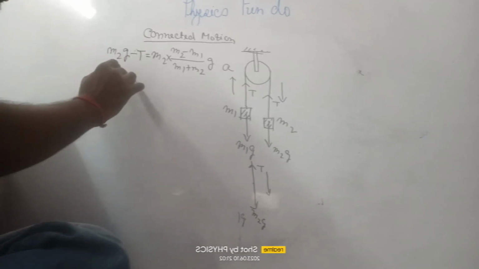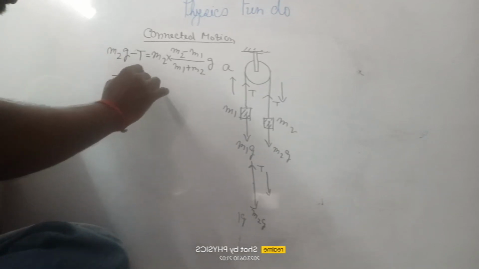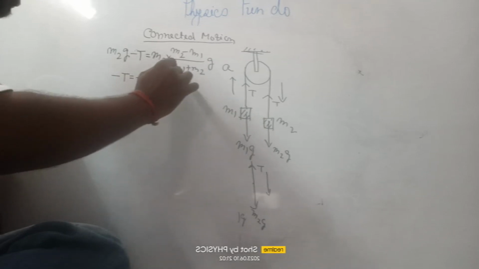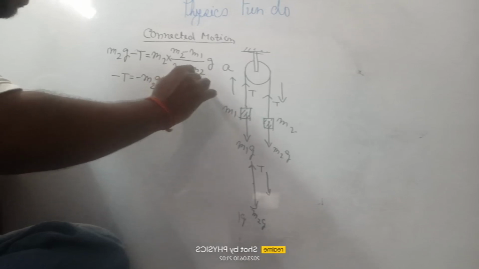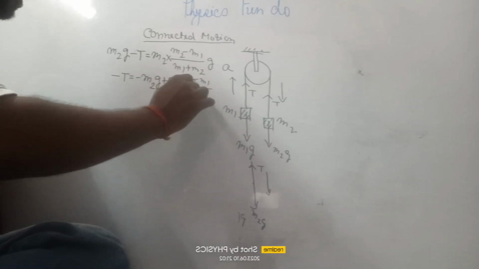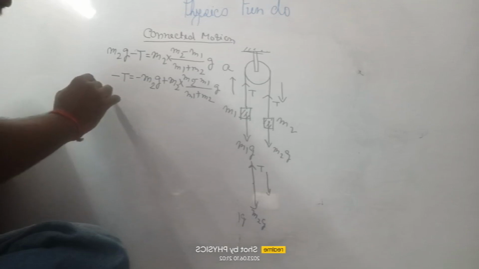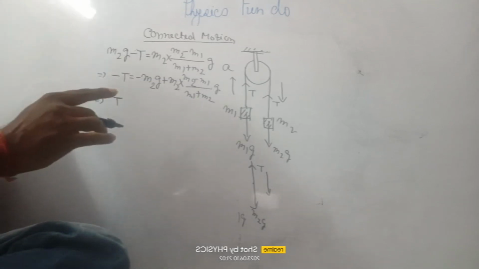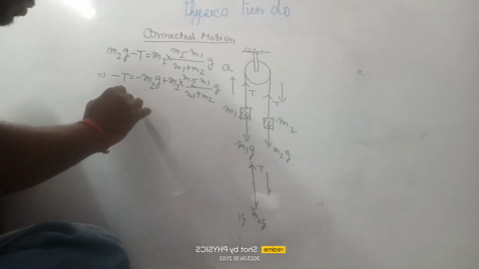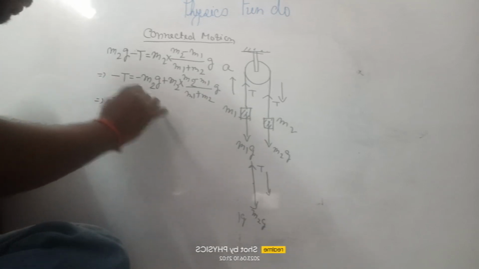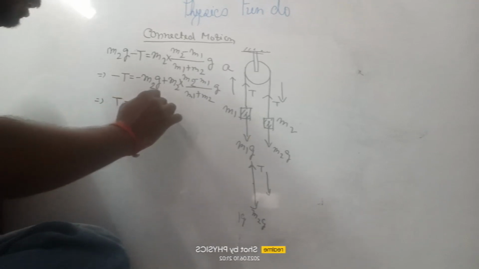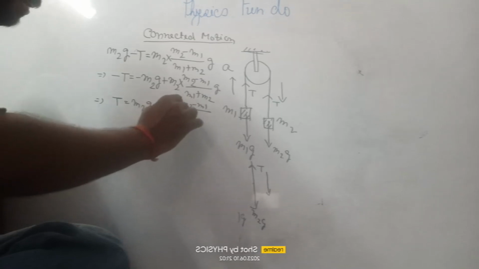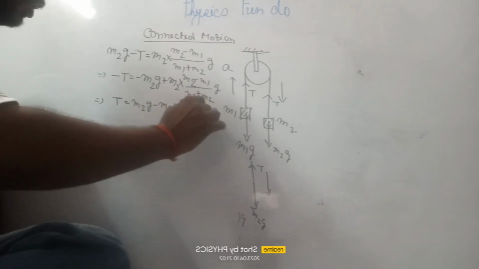Minus T is equal to minus of m2g minus m2 plus m2 into (m2 minus m1) by (m1 plus m2) into g. So T is equal to, that is the tension. What is this? This is the tension. Tension is equal to m2g minus m2 into (m2 minus m1) by (m1 plus m2) into g.